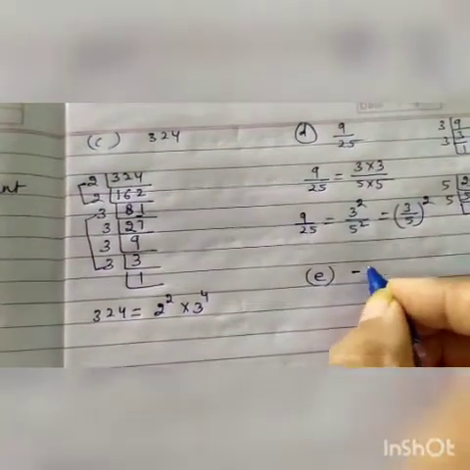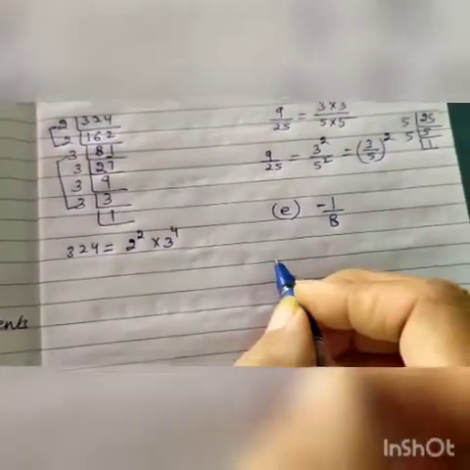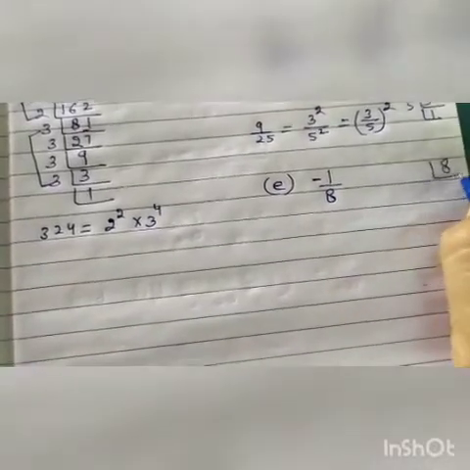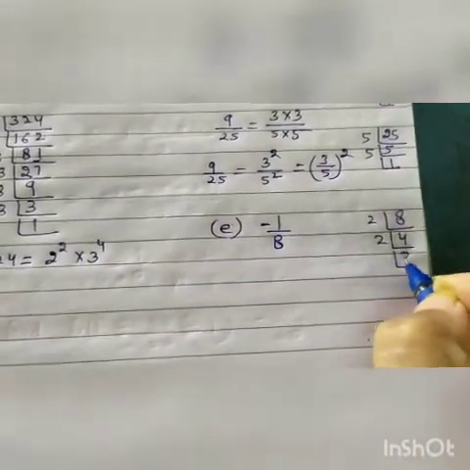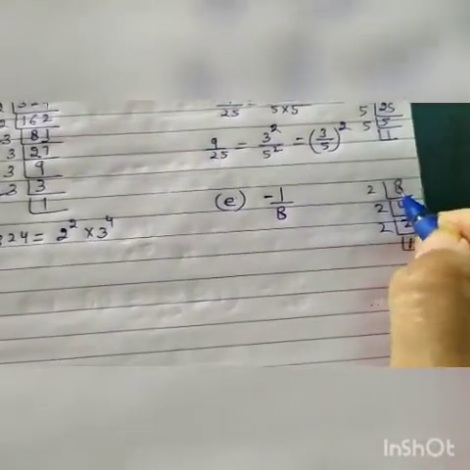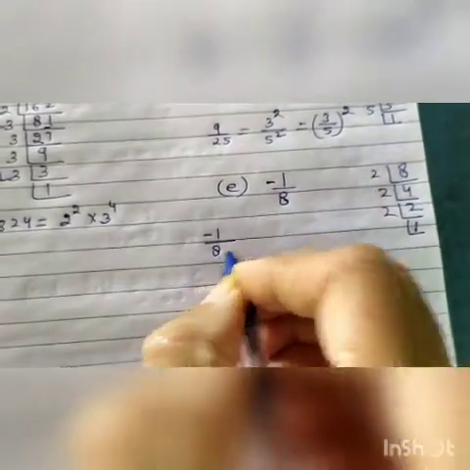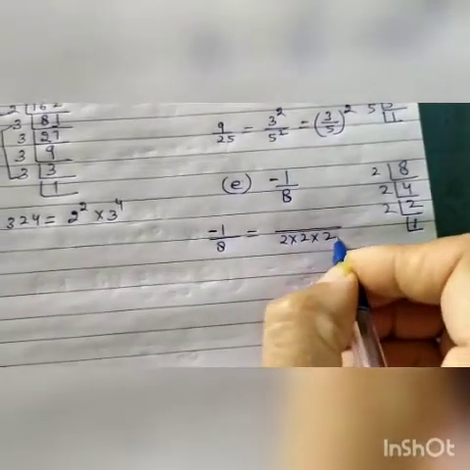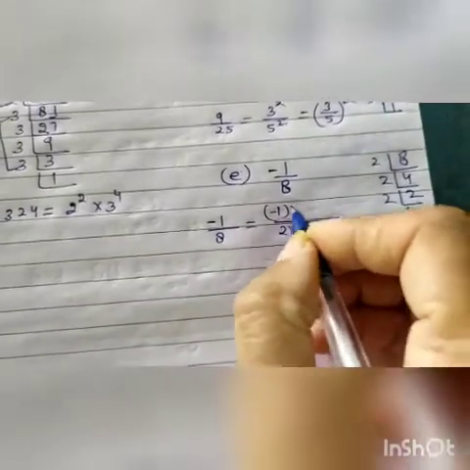E part is minus 1 upon 8. So students, how we will do it? We will do prime factors of 8 here. 2 4 ja 8, 2 2 ja 4, 2 1 ja 2. For 8 we have 3 times 2. It means minus 1 upon 8 can be written as 2 into 2 into 2. We will write this minus 1 also 3 times because it is 3 times.